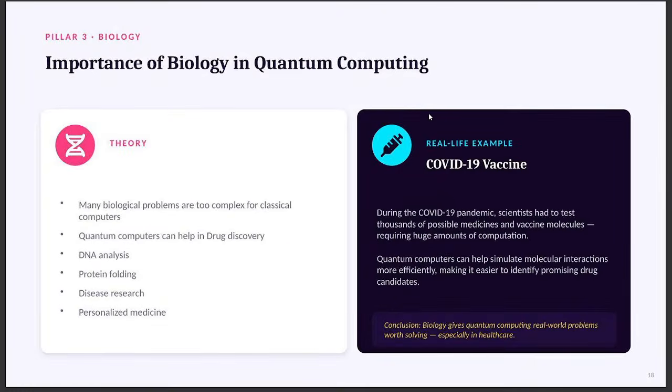Now moving on to the third importance, which is biology. Biology is application oriented, whereas mathematics and physics are completely basic and required for a quantum computer. We will be implementing this physics and maths on biology.